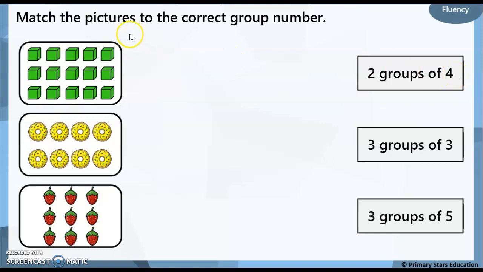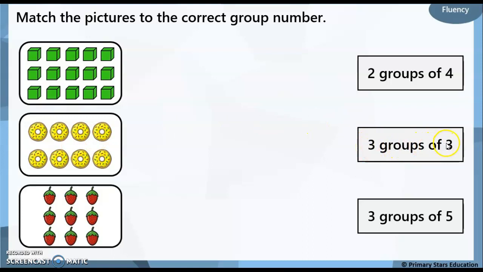Alright, and then we look at the pictures. Here we have 1, 2, 3 groups, so it's not that one. 2 groups of 4, 1, 2. We've got 2 groups there. 1, 2, 3, 4. 1, 2, 3, 4. So 2 groups of 4 goes with the donuts.